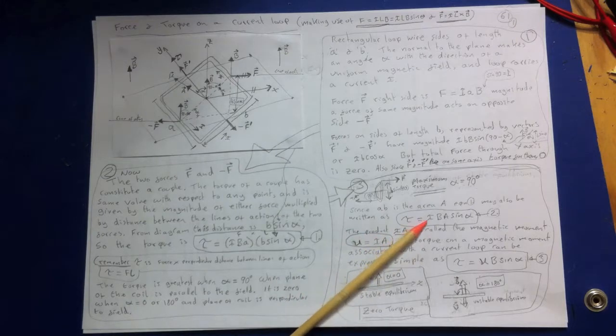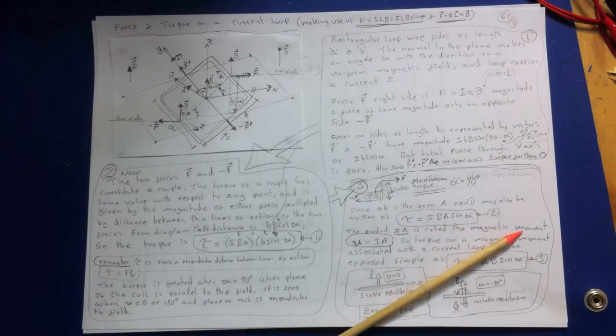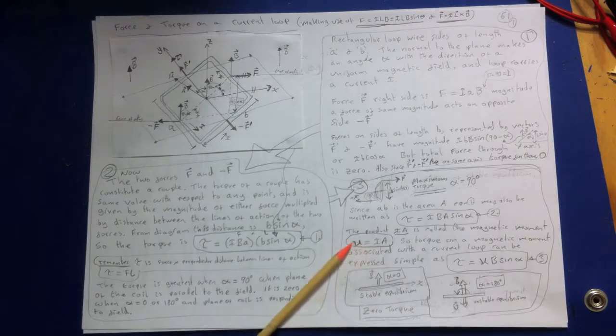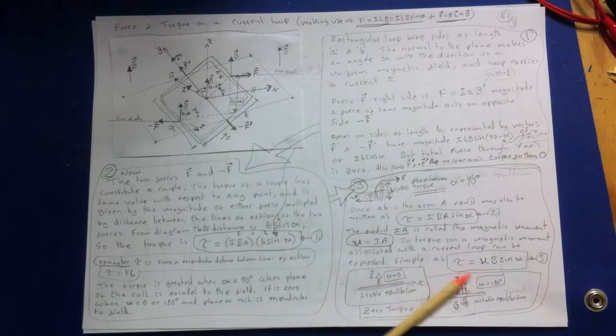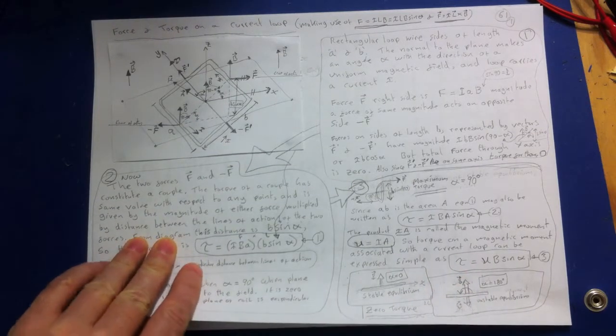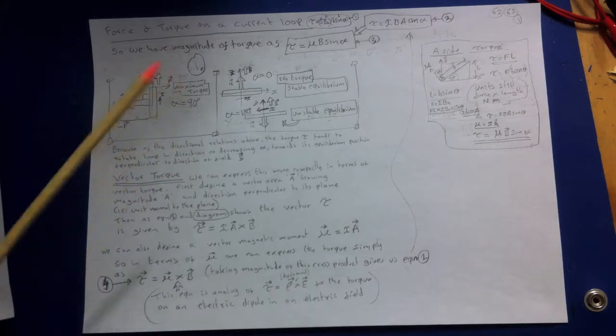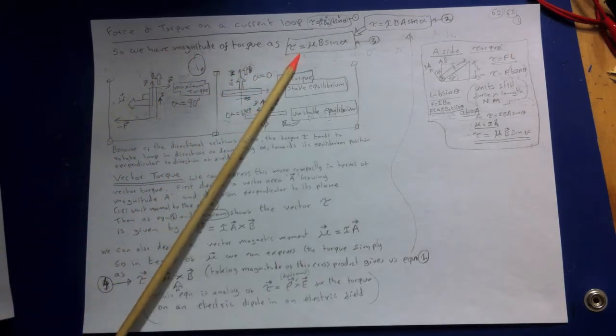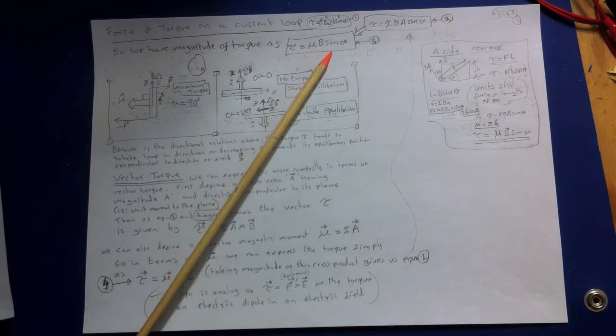The product IA is called the magnetic moment. They've given it a name, they've defined that as a magnetic moment. So we say mu equals I times A is the magnetic moment. So torque on a magnetic moment associated with a current loop can be expressed simply as torque equals the magnetic moment times the magnetic field B times sine of the angle between them, alpha. We'd often use that equation. So the magnitude of torque is, as I said before, T equals mu B sine alpha.